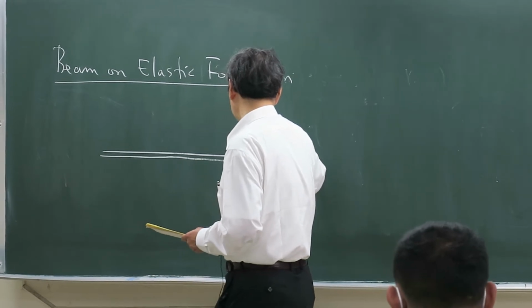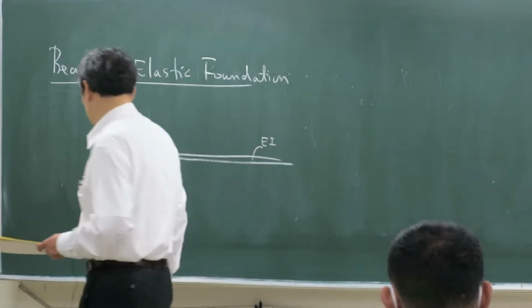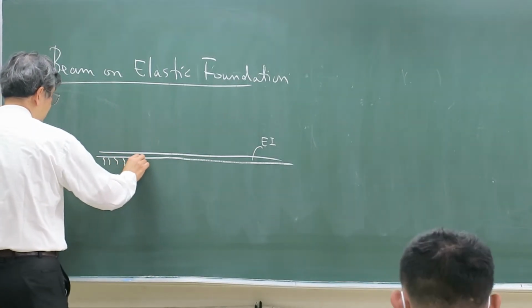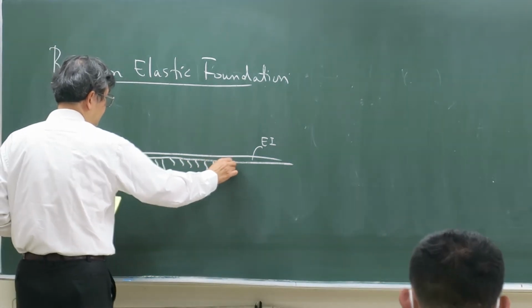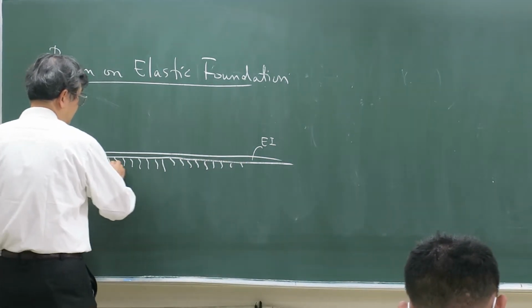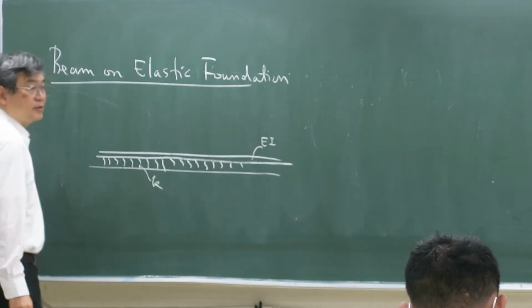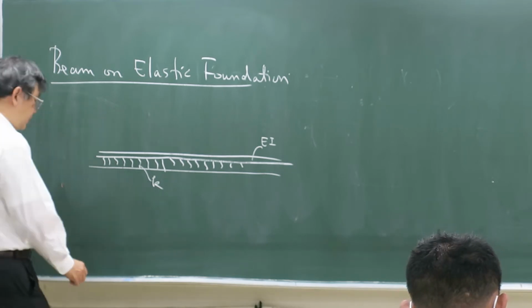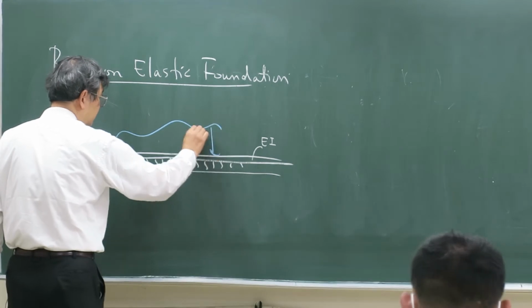And here we have a beam, EI. But it's put on an elastic foundation. We use a Winkler spring to represent it. Okay? Now we will see this with different kinds of loading.